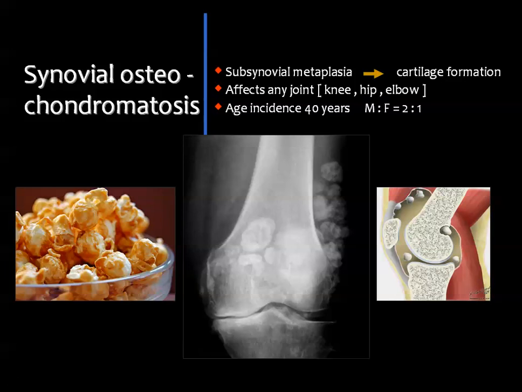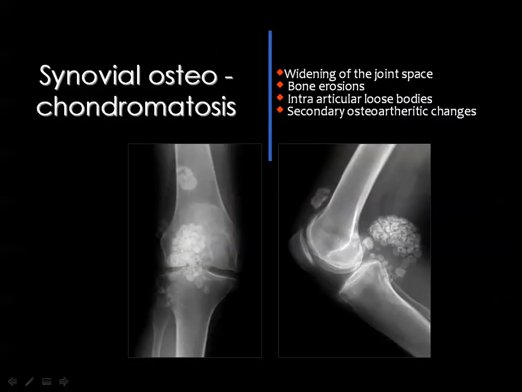Synovial osteochondromatosis is a disease resulting from synovial metaplasia leading to the formation of cartilage, which will then calcify. The major joints affected by this disease are the knee, the hip, and the elbow. The diagnosis is based on the presence of multiple calcified loose bodies within the vicinity of the affected joint. Sometimes this appearance is related to popcorn because of the close similarity.